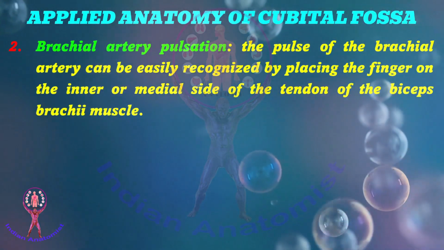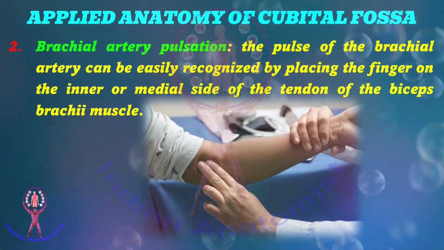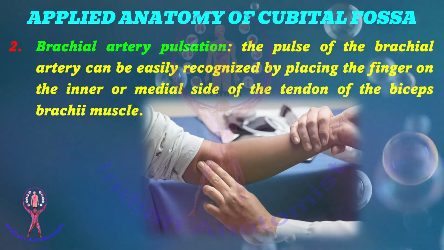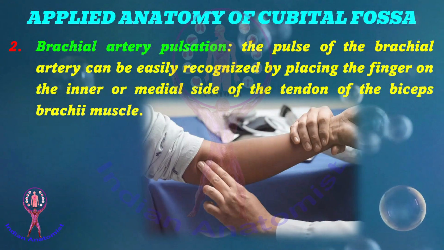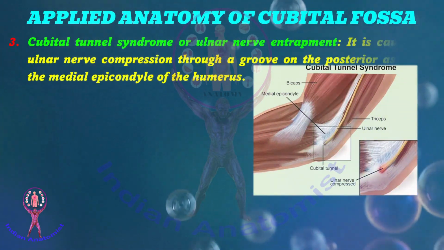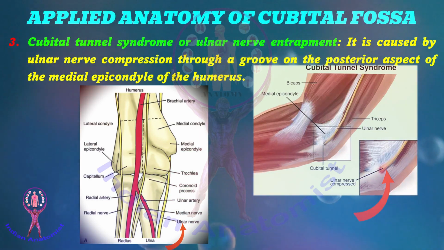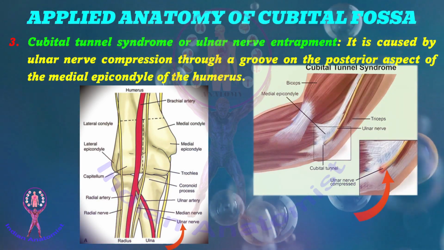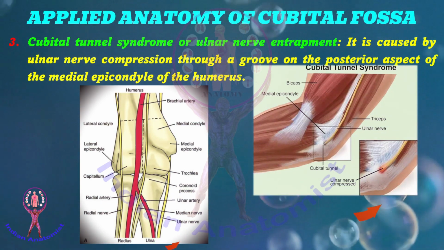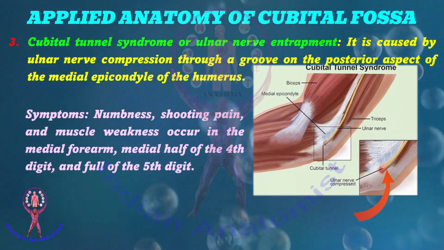The brachial artery pulsation. The pulse of the brachial artery can be easily recognized by placing the finger on the inner or medial side of the tendon of biceps brachii muscle. Cubital tunnel syndrome or ulnar nerve entrapment. It is caused by the ulnar nerve compression through a groove on the posterior aspect of the medial condyle of humerus. Symptoms of the cubital tunnel syndrome.